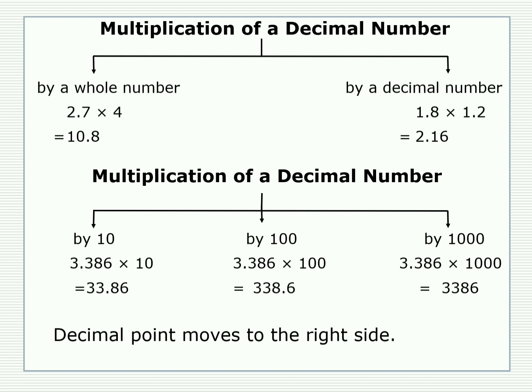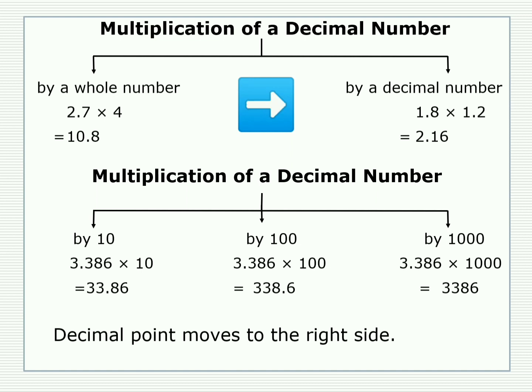Now let us understand the next point, multiplication of decimal numbers. Multiplication of a decimal number by a whole number. Here for example 2.7 multiplied by 4. What we have to do? We have to multiply ignoring the decimal point. So 27 multiplied by 4 gives us 108. And how many decimal places are there in the multiplicand? 1. So the answer is 10.8.